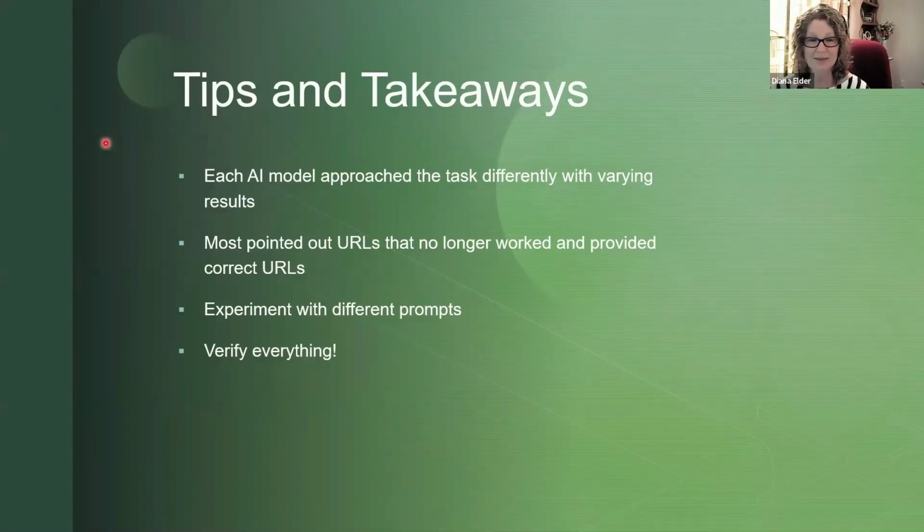So what I discovered was each AI model did approach it differently. And I like some of the results better than others. Most did a pretty good job pointing out URLs that no longer worked and did give me correct URLs. I didn't see anything in my just spotty fact checking that was blatantly inaccurate.